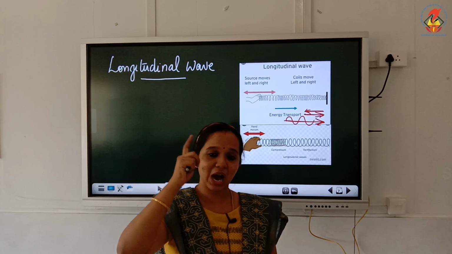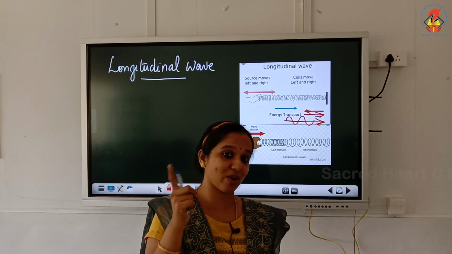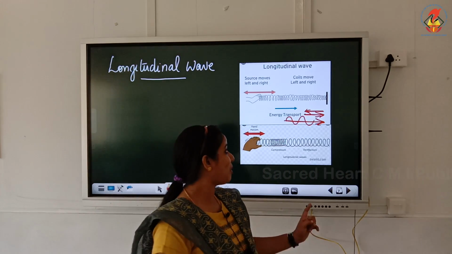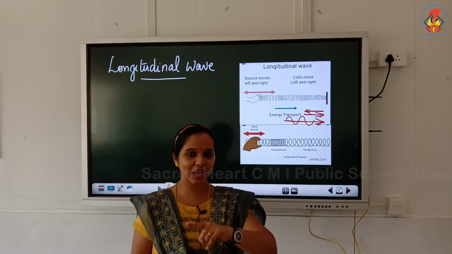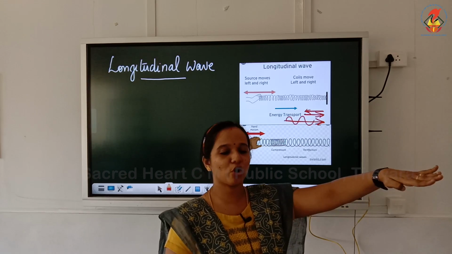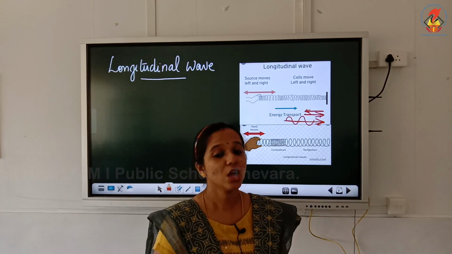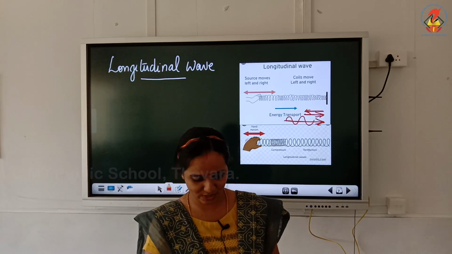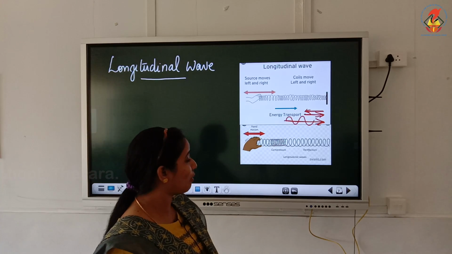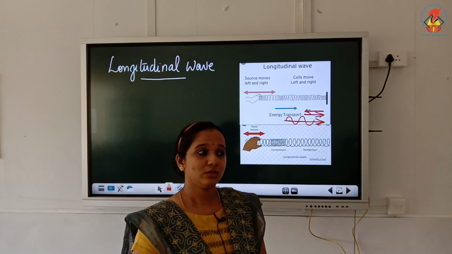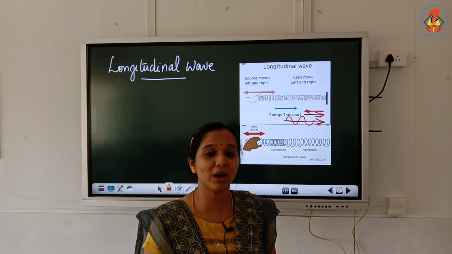So if particles move perpendicular to the wave, it is a transverse wave. If particles are moving parallel to the direction of the wave, in the same way the wave is going, it is called a longitudinal wave. And it is just similar to the case of the excitation of the tuning fork that we have discussed in video number 1.